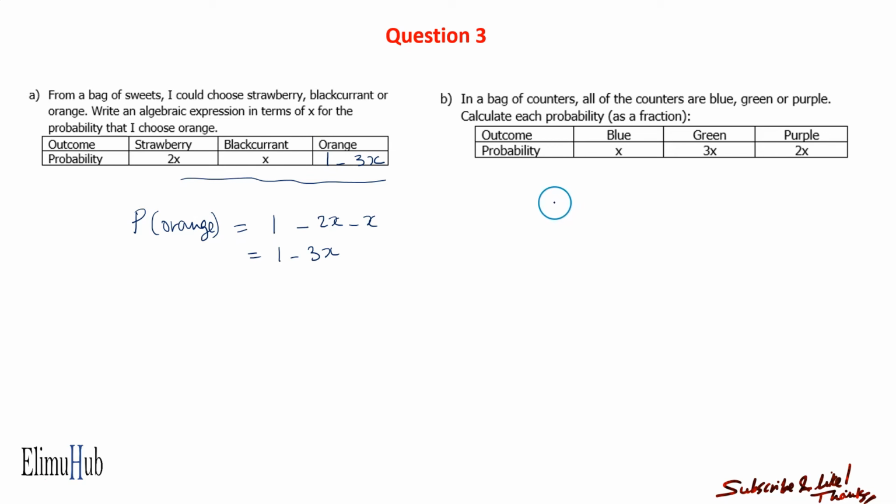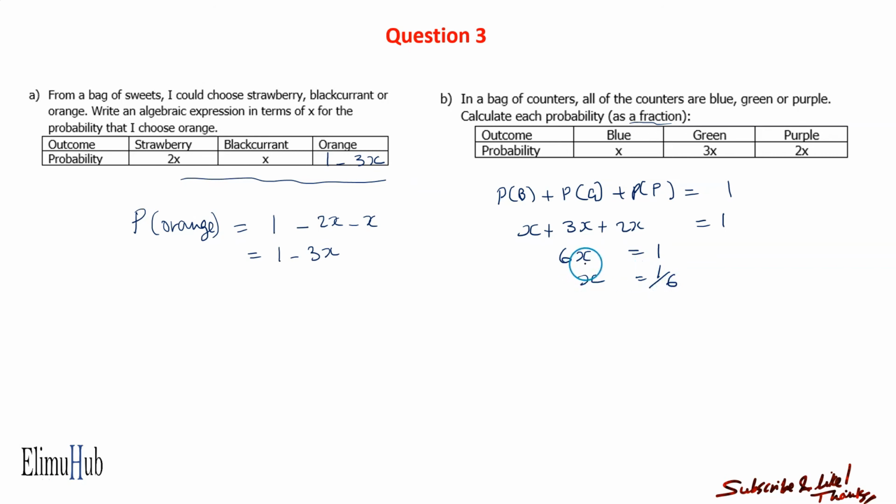Right, last question now. In a bag of counters, all of the counters are blue, green, or purple. Calculate each probability as a fraction. Okay, so this time we need to find the actual probabilities. We just got x's in there. So what this means is probability needs to add up to 1. So probability of blue plus probability of green plus probability of purple, they must be equal to 1. And now I know them in terms of algebra. So if I do x plus 3x plus 2x must be equal to 1. So x plus 3x, 4x plus 2x is 6x, and that's equal to 1. That means x is 1/6.